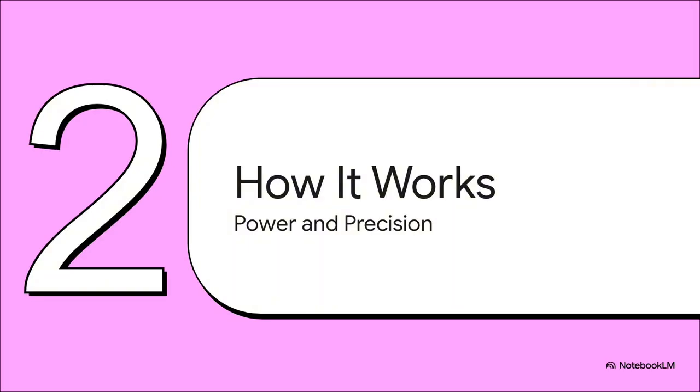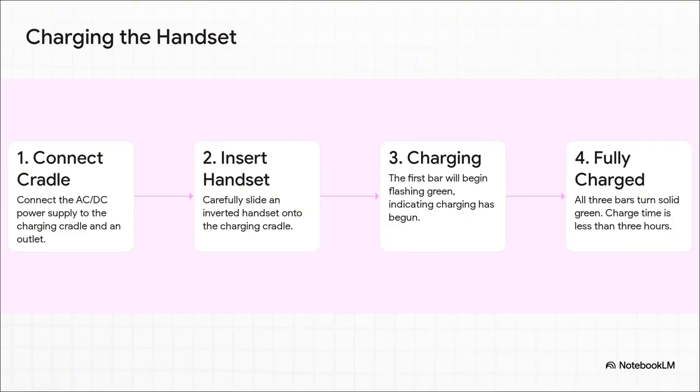Okay, so let's get into the nitty-gritty. How does a device this small pack so much punch? And, how easy is it to actually use? Well, powering the device couldn't be simpler. It uses these swappable battery handsets. You literally just slide one onto the charging cradle. A full charge takes less than 3 hours, and since the system comes with 2 batteries, you can always have one charging while you're using the other. There's basically zero downtime. The whole thing is designed to just work.